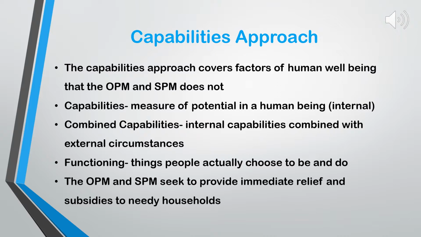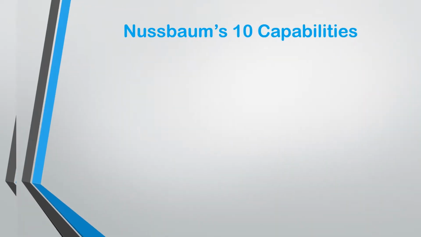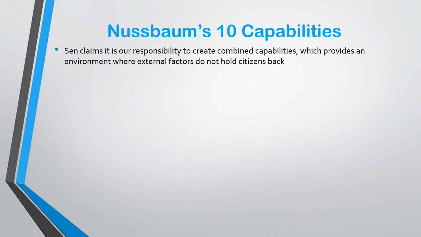2. A sufficient level of decency. As policymakers, Sen claims that it is our responsibility to create combined capabilities for citizens, that is, to provide an environment where external circumstances don't hold citizens back from developing or using their internal capabilities. But how do we do this?